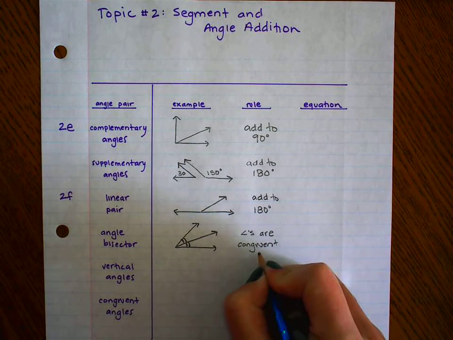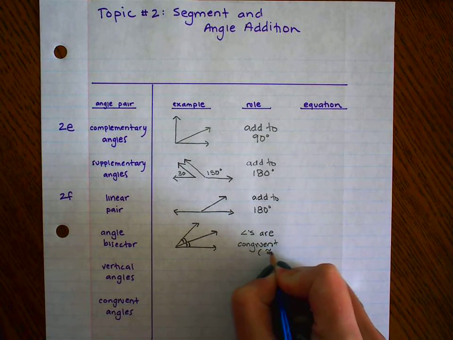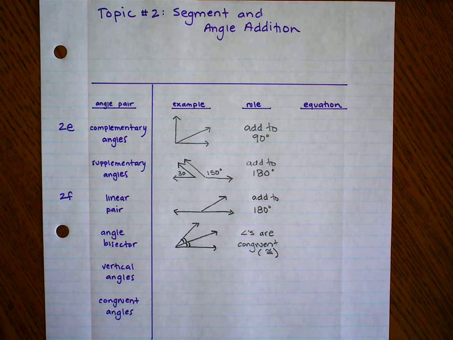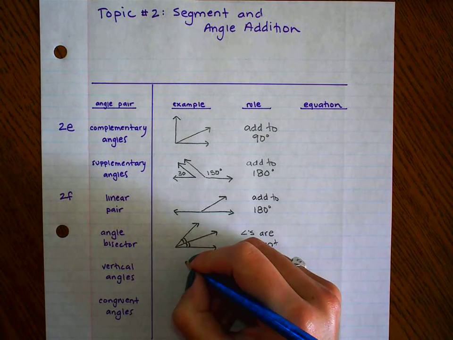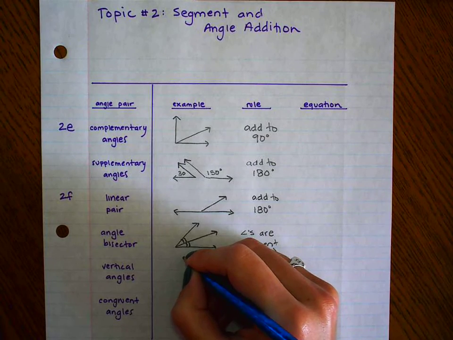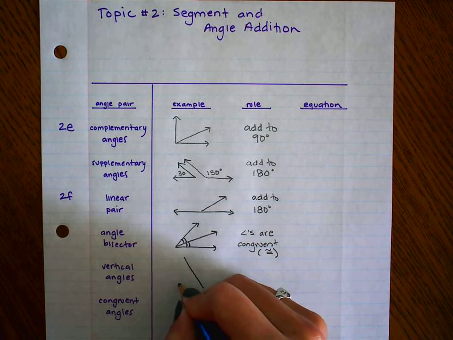And my symbol for congruent is a squiggly over an equal sign. It means they're the same size. Okay, the next one we learned about was vertical angles. Vertical angles are formed when 2 straight lines cross.